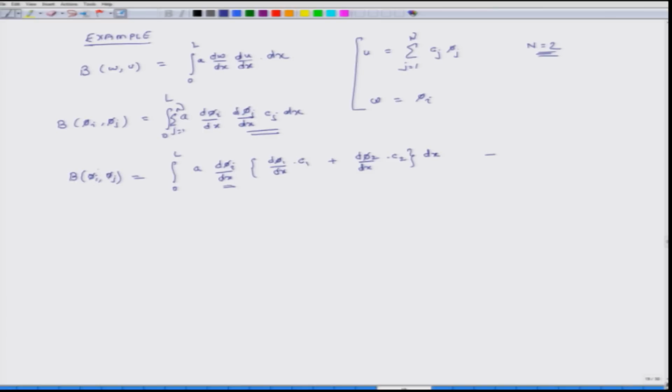Okay. So, when i is equal to 1, what do I get? B of phi 1, phi j, integral 0 to L. So, i equals 1 times d phi 1 over dx times C1, plus integral 0 to L A d phi 1 over dx times d phi 2 over dx times dx.